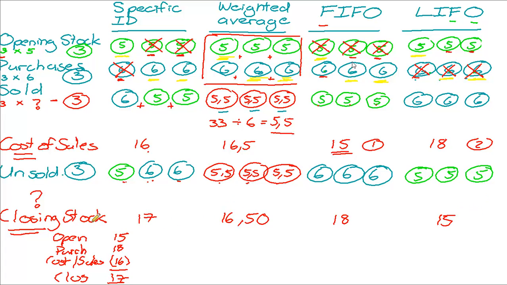So again, you can see my highest closing stock value is with the Fifo method, and my lowest closing stock is with the Lifo. So I hope this helps you to see how the different valuation methods will give me different values for cost of sales and different values for closing stock.